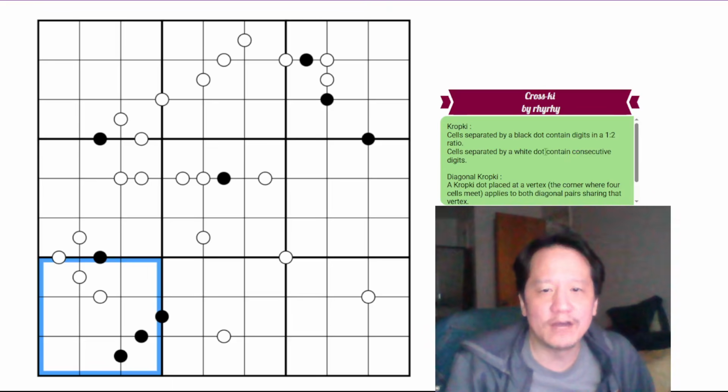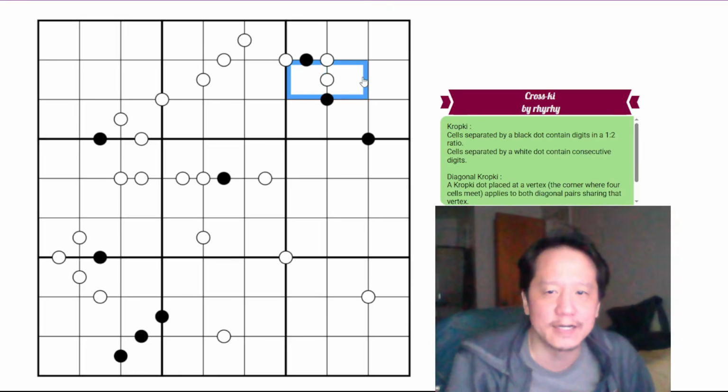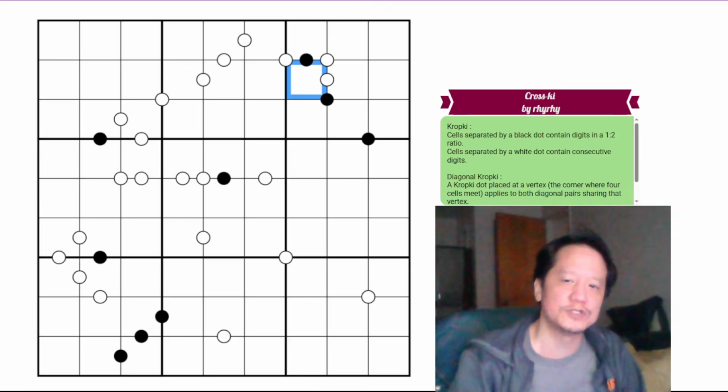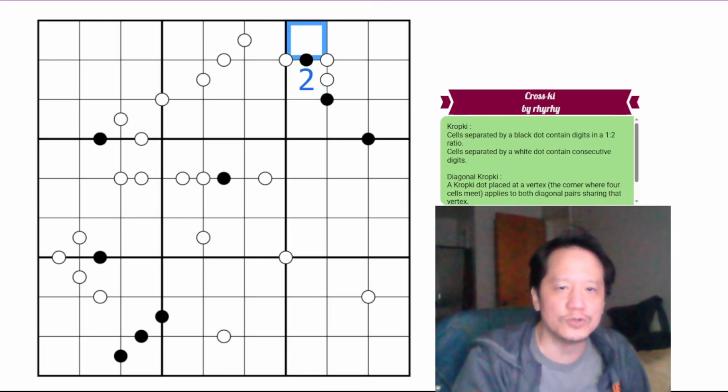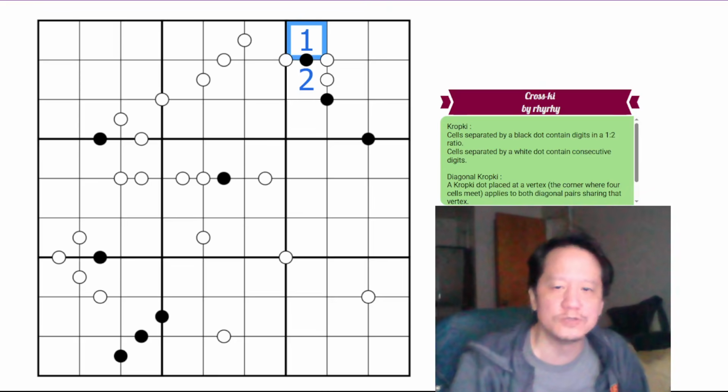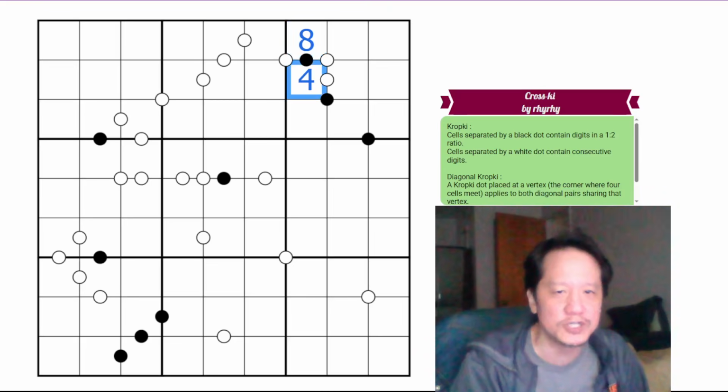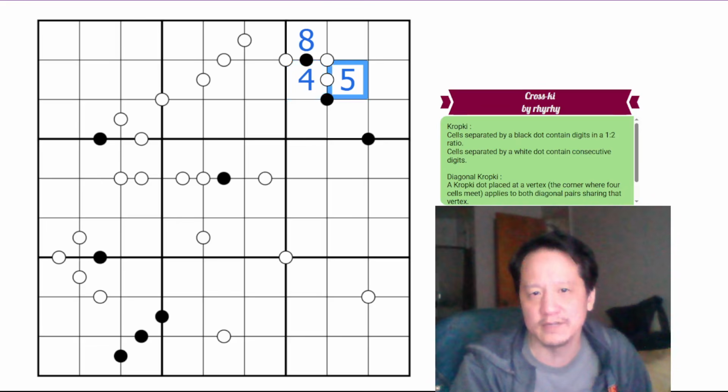We also have Cross Key dots, where cells separated by a black dot contain digits in a 1 to 2 ratio, and cells separated by a white dot contain consecutive digits. So for example, let's use this as 4. If this was 4, this would have to be 2 or 8 to maintain the 1 to 2 ratio between them, and this would have to be 3 or 5 to be consecutive with the 4.